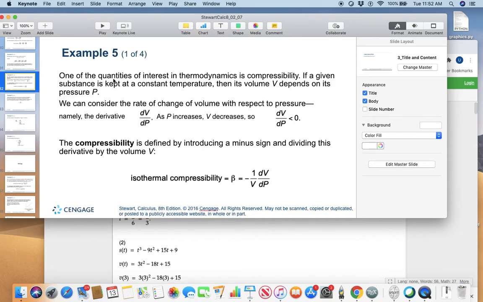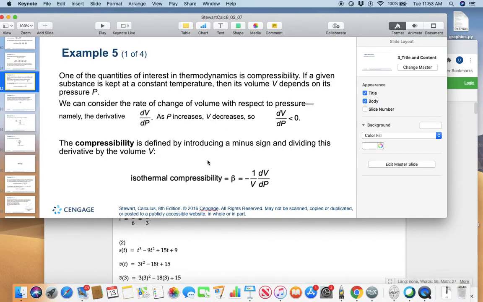thermodynamics. One of the quantities of interest in thermodynamics is compressibility. If a given substance is kept at constant temperature, then its volume V depends on its pressure P. So consider the rate of change of volume with respect to pressure, dV/dP. As P increases, V decreases. So you see, as pressure increases, volume decreases. You can understand, right? If you take a sponge and press on it, the volume decreases. That's all you're saying. So dV/dP is negative.